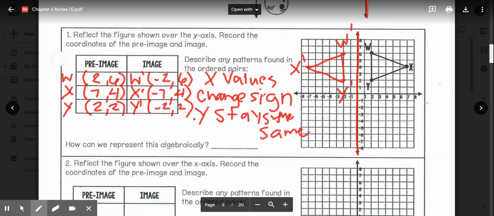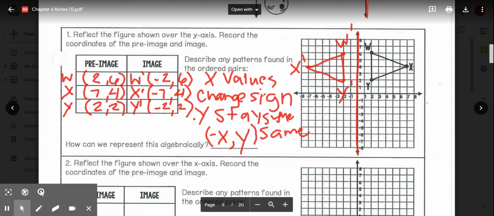So if I was going to write an algebraic representation for that, remember that's kind of like writing an ordered pair. Our X value changed in sign. The way that we would say that would be we have that same X value, but if we're changing sign, that's like multiplying by a -1. So I'm going to put a negative sign out in front of it to change the sign of the X value. Y stays the same. So really our Y coordinate is just Y. Whatever Y is in the pre-image, Y will be the same value in the image.